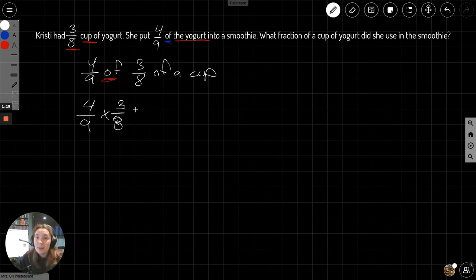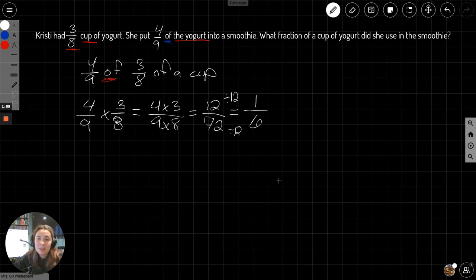First way, multiply straight across and then simplify. This equals 4 times 3 over 9 times 8. 4 times 3 is 12, and 9 times 8 is 72. Okay, now I can find a common factor of 12 and 72. I happen to know that 12 goes into both 12 and 72, so I'm going to divide by 12, both top and bottom. 12 divided by 12 is 1, and 72 divided by 12 is 6. So she used 1/6 of the cup of yogurt.